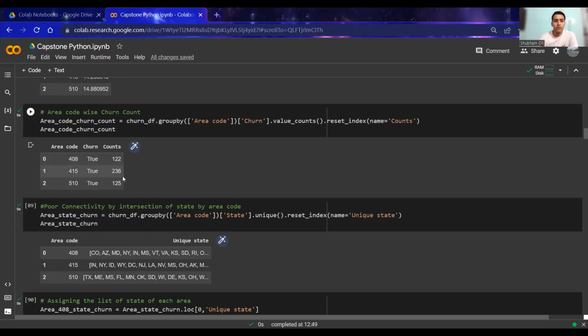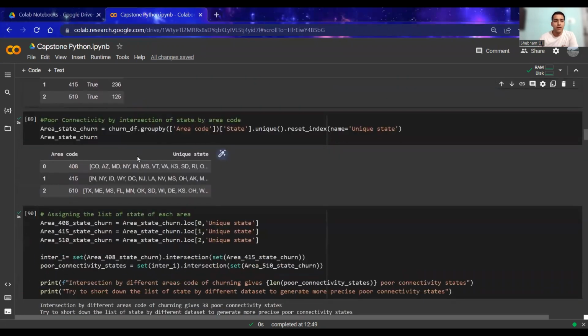From area 415, we have 236 counts. And from 510, we have 125 counts. And here the area code 415 has the maximum number of counts, which is 236. Now poor connectivity by intersection of states by area code.